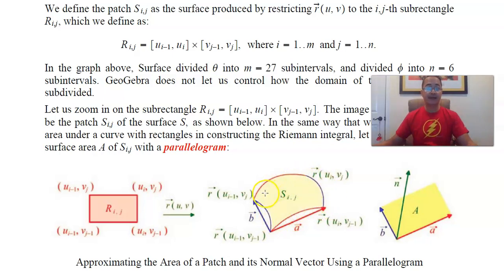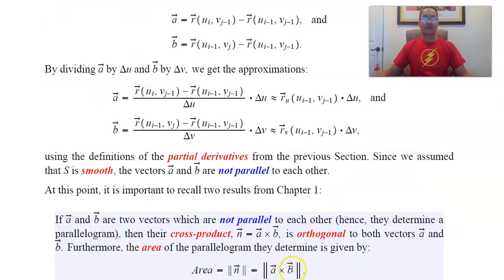We want to approximate the area of the subpatch. Okay, well, we know how to do that because back in chapter 1, we know how to find the area of a parallelogram. I hope you remember we used the cross product. So you have A and B, and notice that the parallelogram that they define is almost the same area as this subpatch on the surface. The area of this parallelogram, of course, is the magnitude of the cross product of A and B.